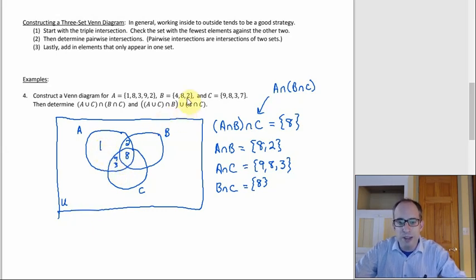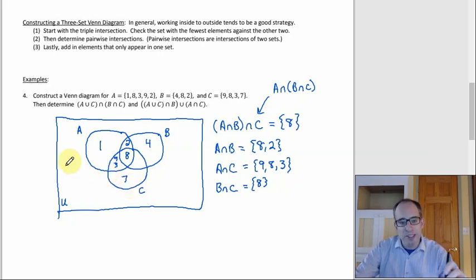B has 4, 8, and 2. So 8 and 2 are in these overlaps. 4 doesn't show up anywhere else, so that goes out here. And then C has 9, 8, 3, and 7. So 9, 8, and 3 are already taken care of. 7 goes out here because it's in C, but it's not in A or B. So that's what the Venn diagram looks like.